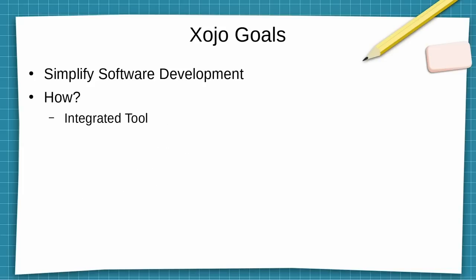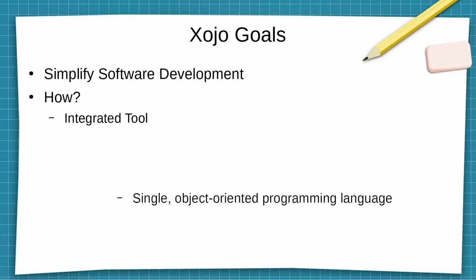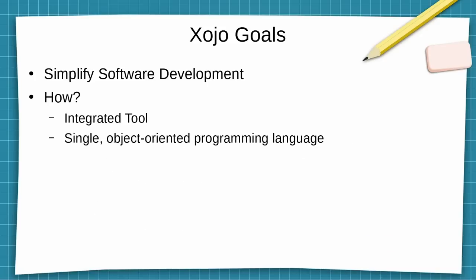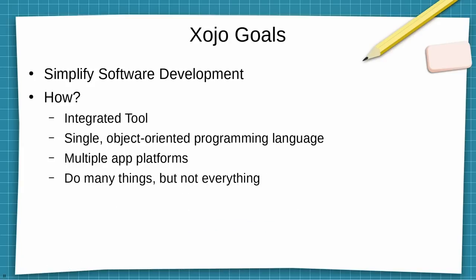If you've ever used other systems to build things, you often find it requires lots of different pieces to get your job done. In Xojo, we want you to be able to just use one tool and do all that. We have a single object-oriented programming language, so you don't have to learn a variety of languages to do things. It's all in one thing. And we support multiple app platforms, again, so you can use one thing to build whatever it is you need to do, whether it's desktop, mobile, web, whatever. You can just go to one place, one-stop shopping, so to speak.